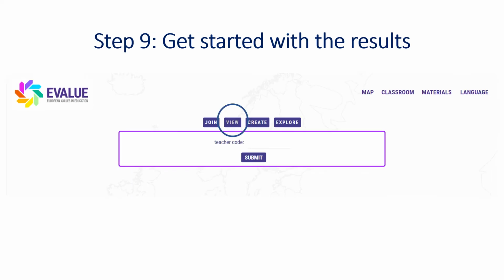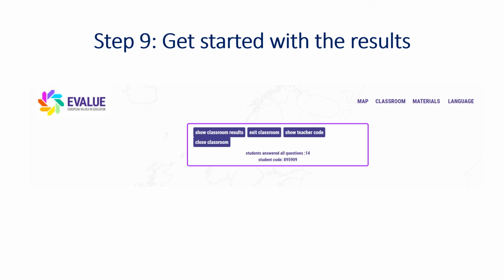Once again, we return to the main menu, but this time we choose the View button. If we enter our teacher's code here and then click on Submit, we arrive at the results of the class. When students do the same thing via their student code, they and only they see their own results appear in green.